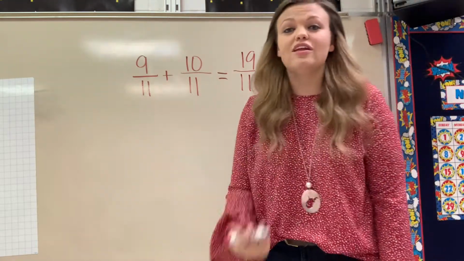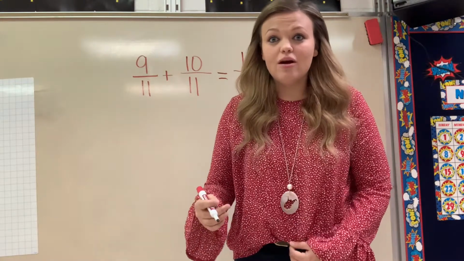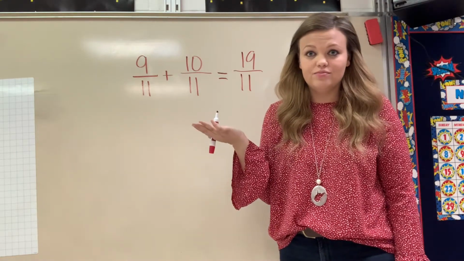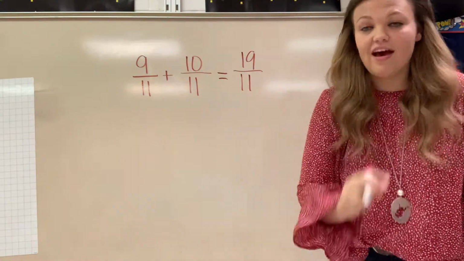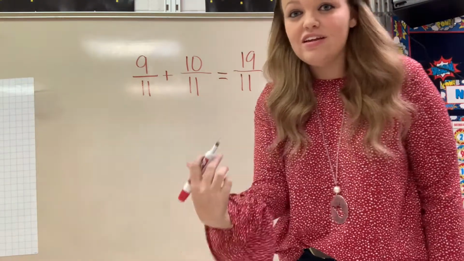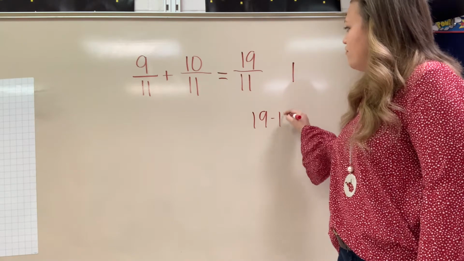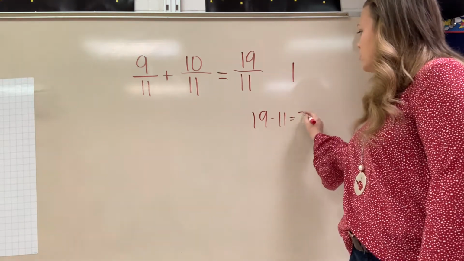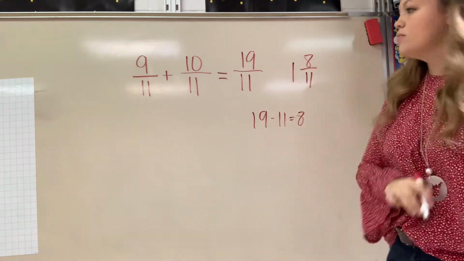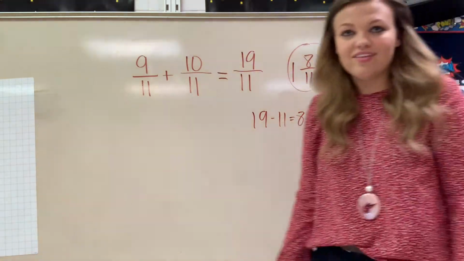But I'm still left with an improper fraction because 19 is bigger than 11. And I can't have my numerator be bigger than my denominator. So I say to myself, how many times can 11 go into 19? One time. So I put the 1 over here. Then whatever's left over after I take my 11 into 19 becomes my new numerator. So I do 19 minus 11, and I get 8. 8 is my numerator, and 11 is my denominator. So my answer, hope you can see it, is 1 8/11.